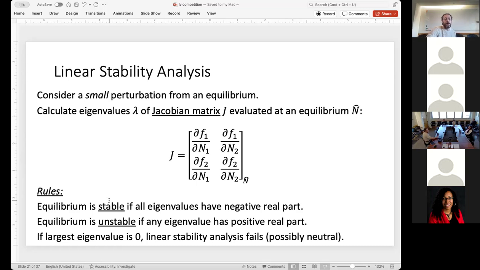An equilibrium point is stable, linearly stable, locally stable, if all of its eigenvalues have negative real part. If there are any eigenvalues that have positive real part, that equilibrium point is going to be unstable. That's the main rule. And then finally, the last rule is the fall-through edge case. If the largest eigenvalue has zero real part, then linear stability analysis fails. Maybe it's neutral. You have to check a little bit harder in that case. But this is only a weird borderline case. You don't really run into this a lot.